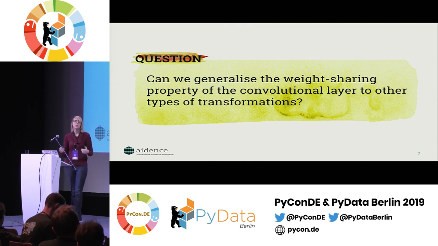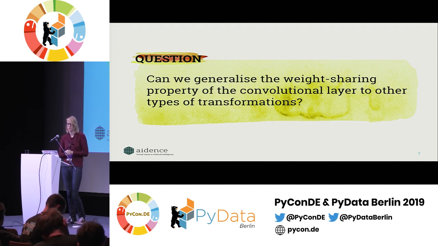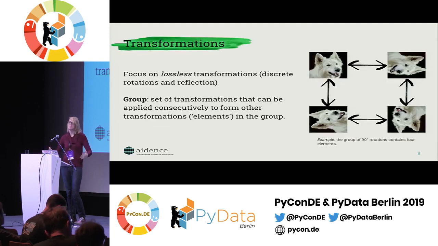So this led us to the question: what if we could extend this weight sharing property that leads to equivariance to also be equivariant to other types of transformation? Could we generalize the weight sharing property that leads to equivariance towards other types of transformations other than translation? Obviously, I wouldn't be standing here telling you all this if the answer is no. That would be quite anticlimactic. So this is basically what we're focusing on.